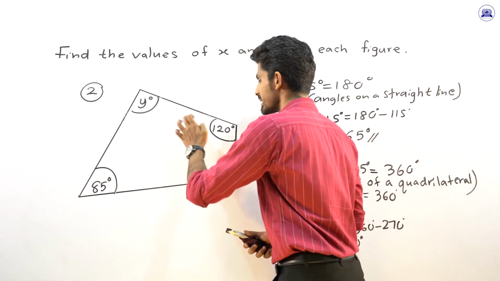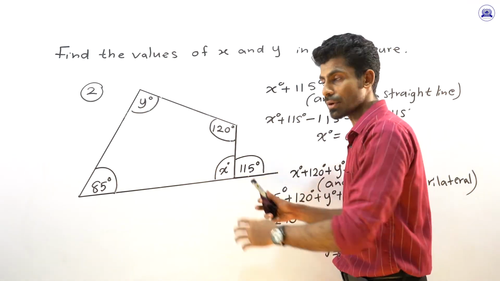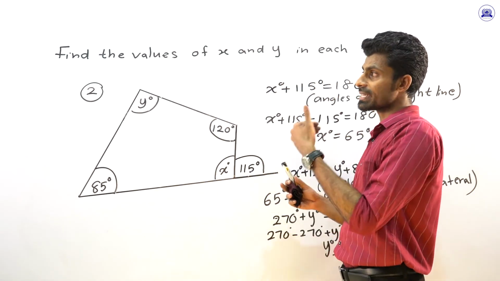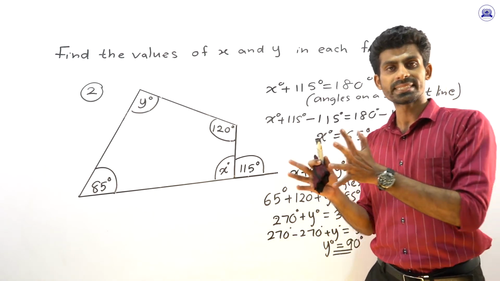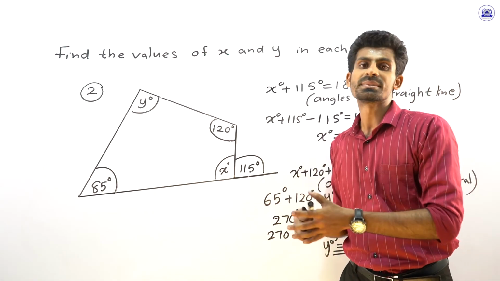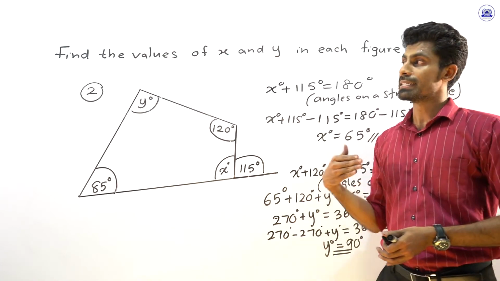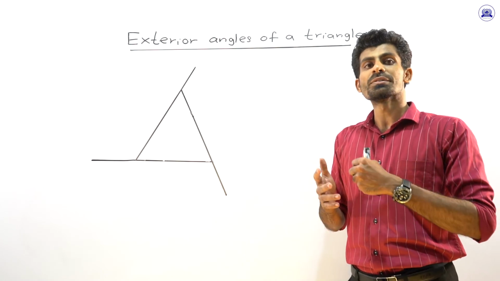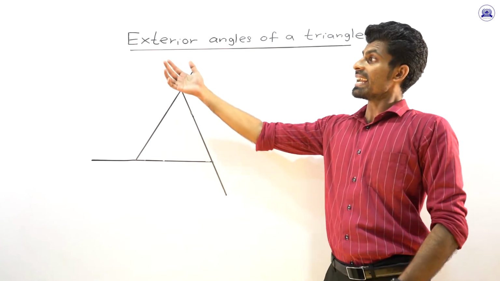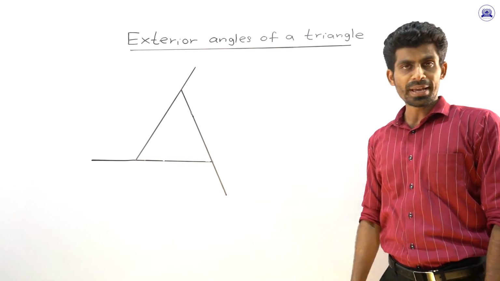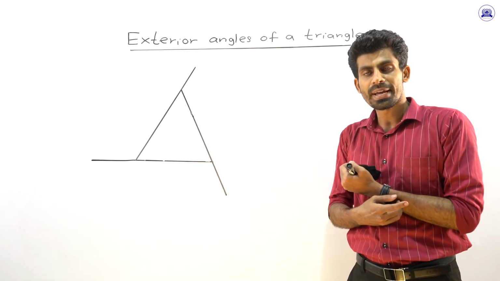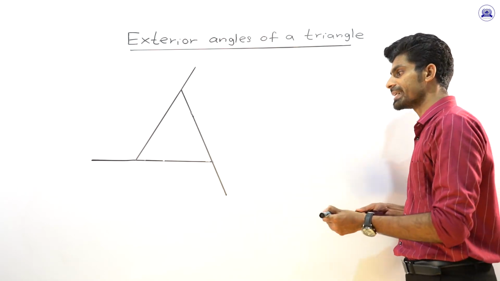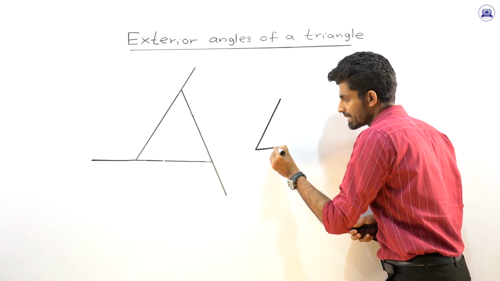So still we are discussing only the interior angles. There are exterior angles also, right? So next, we need to identify what the exterior angles are and what theorems are related to them. Let's go to that chapter. Right, my dear student, we are moving to the next chapter. What is that? Exterior angles of a triangle. First of all, we need to learn what an exterior angle is.